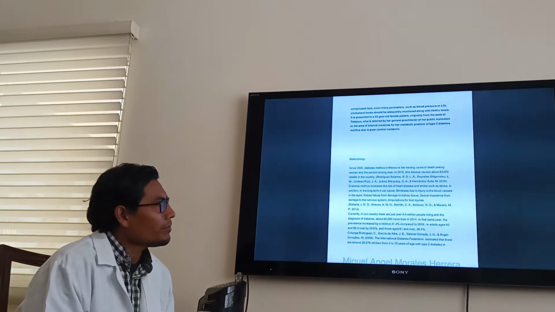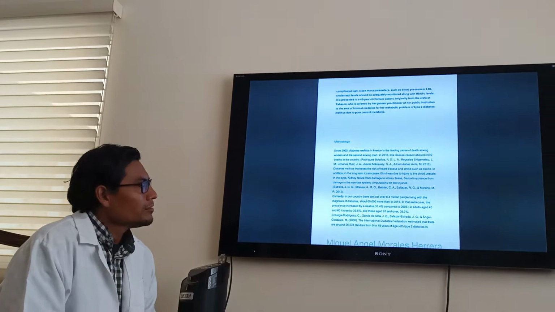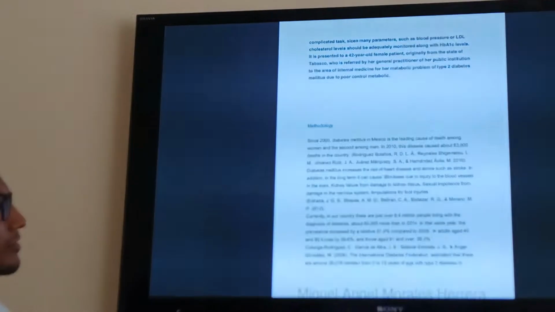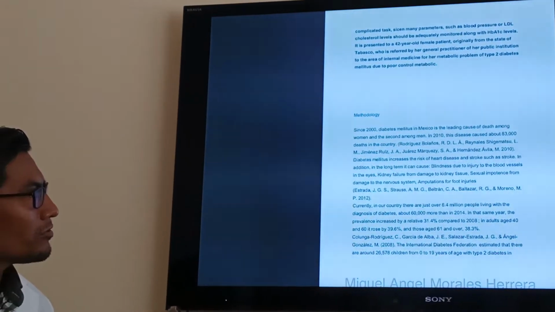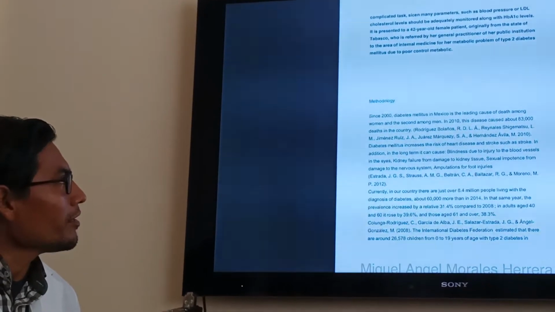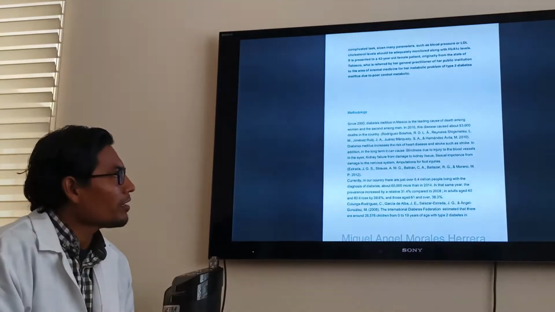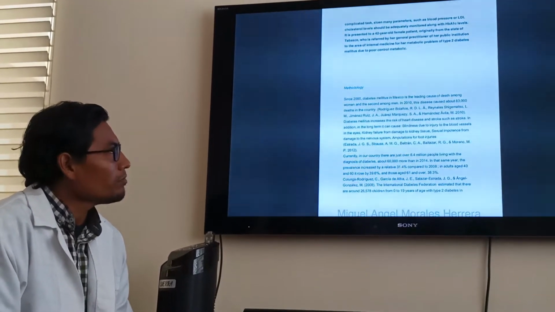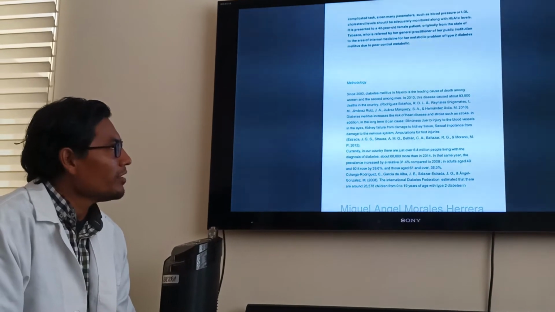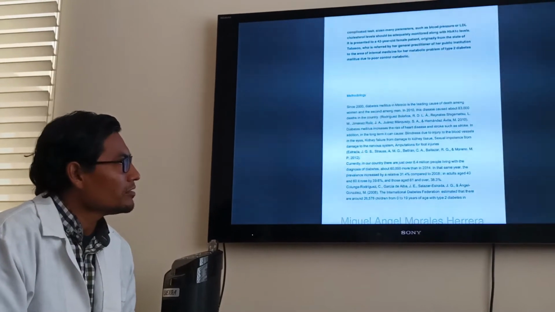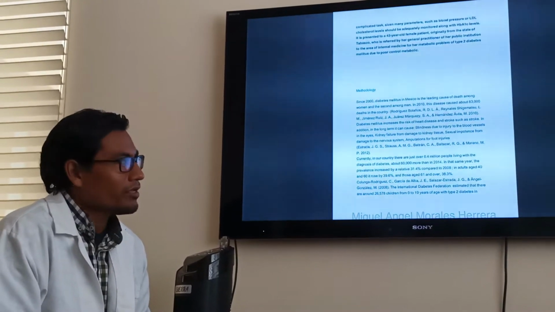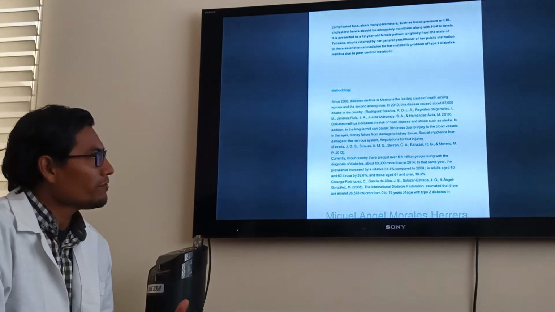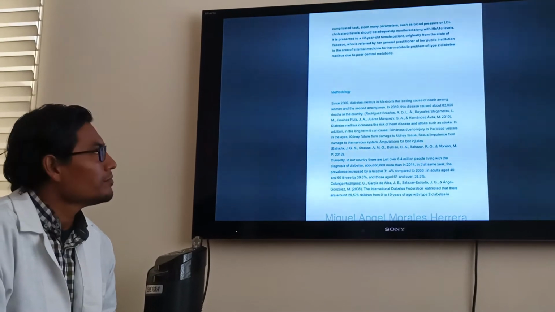Hernandez Avila. In 2010, diabetes mellitus increased the rate of heart disease and stroke. In addition, in the long term, it can cause blindness due to injury to the blood vessels in the eyes, kidney failure from damage to kidney tissues, sexual impotence from damage to the nervous system, and amputation from foot injuries.